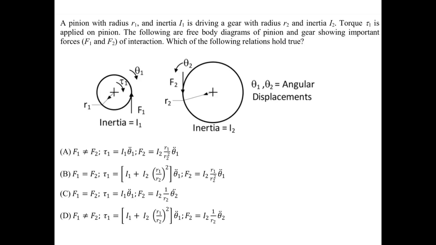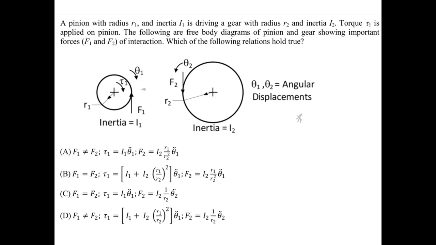This is a very interesting problem, I would say. Here we have a pinion shown, and all the properties of this particular pinion are given here. It is of radius r, its inertia is given. You can read the question. You can pause my video for a while, read the question first, and understand what they are asking us to find. So pause the video for a while and then come back.